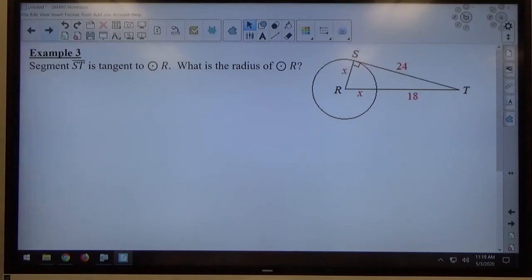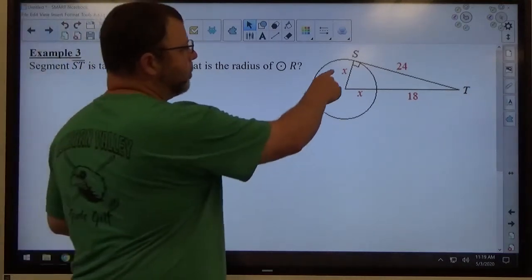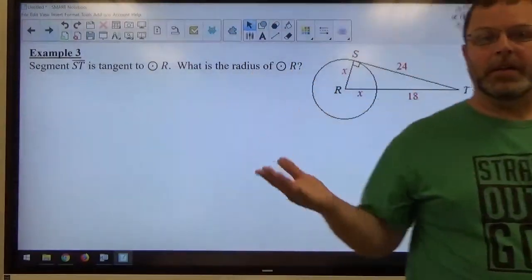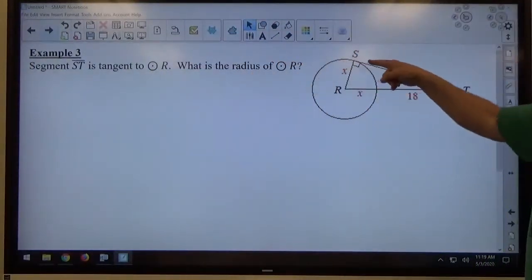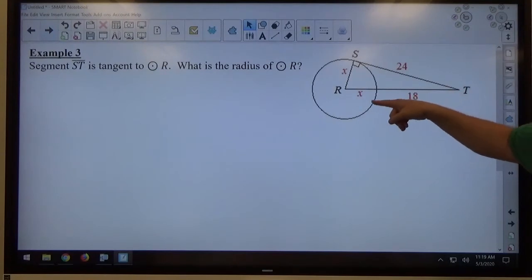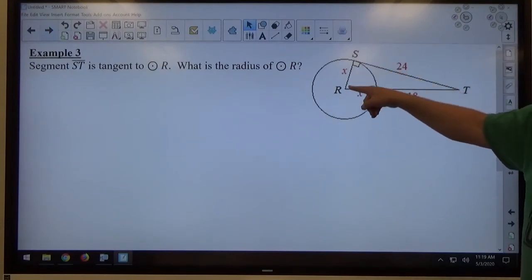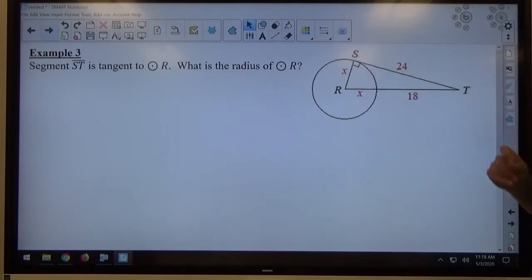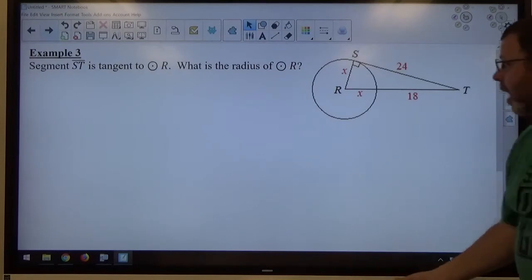For example 3, it says segment ST is tangent to circle R. What is the radius of circle R? Notice that the right angle has been marked for us here. And again, even if it weren't marked, since ST is tangent to circle R, RS must be a radius. A radius and a tangent must be perpendicular to one another.